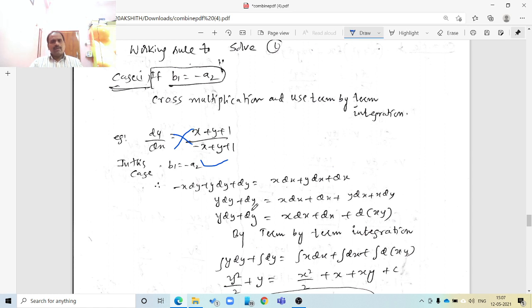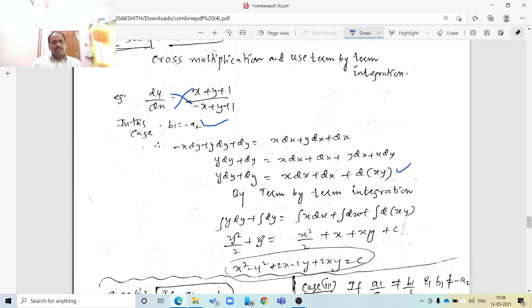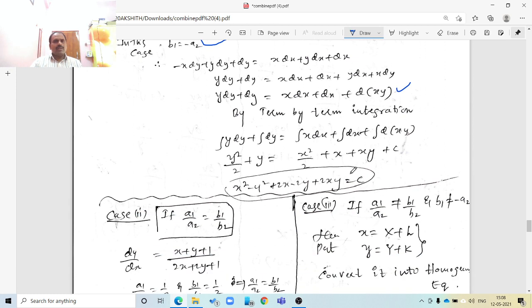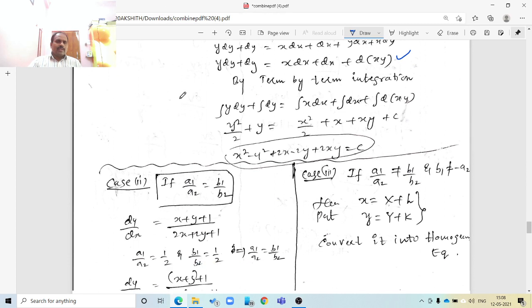Then you write y dy plus dy is equal to x dx plus dx. This minus x dy comes to the right side, so this is x dy plus y dx. In the next step, you can write that as d of xy, the uv form. Next, by term by term integration: integral y dy, integral dy, integral x dx, integral dx, integral d of xy. Integral y dy is y square by 2, this is y, this is x square by 2, this is x. The integral of d of xy will be xy plus c. After simplification, you will get this answer. This is the first method.